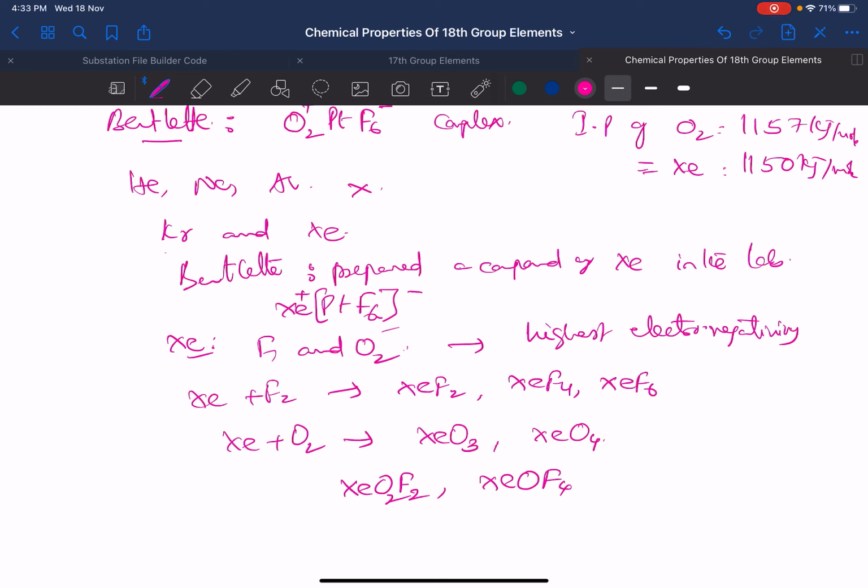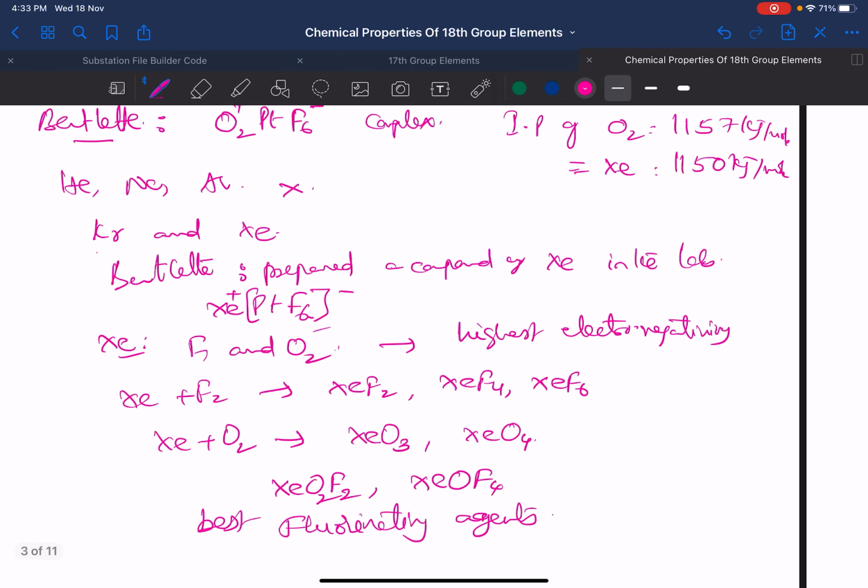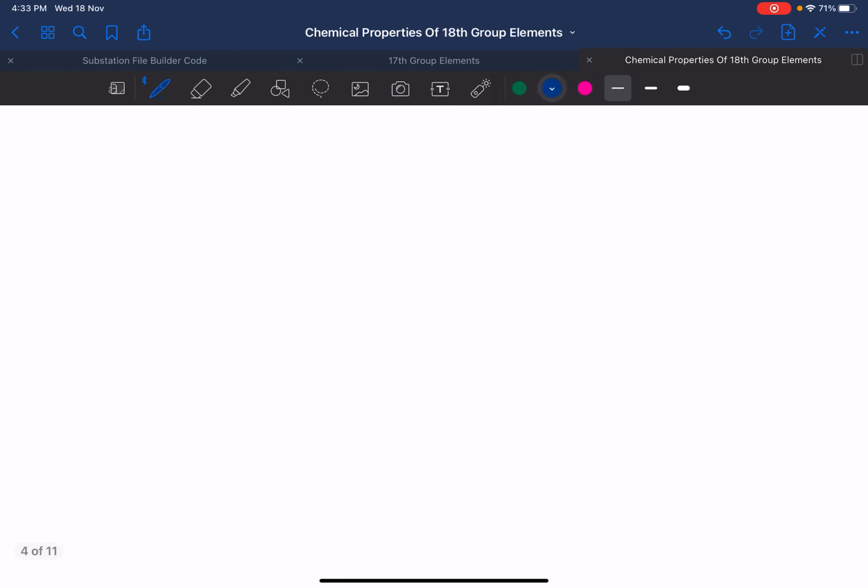Why are xenon fluorides prepared? Because they are the best fluorinating agents. These xenon fluorides are the best fluorinating agents, so they are prepared rigorously. Next is the preparation of xenon fluorides. How can we prepare xenon fluorides?